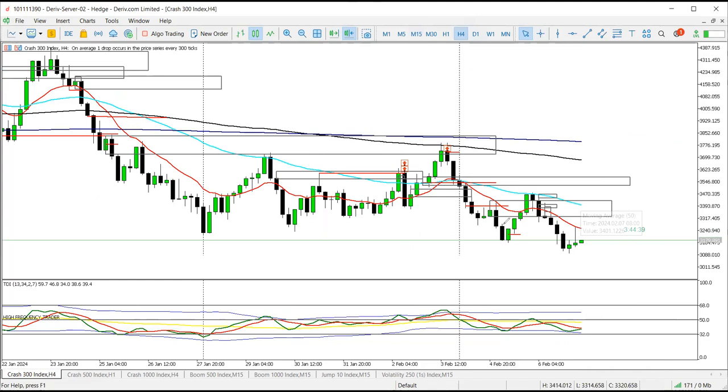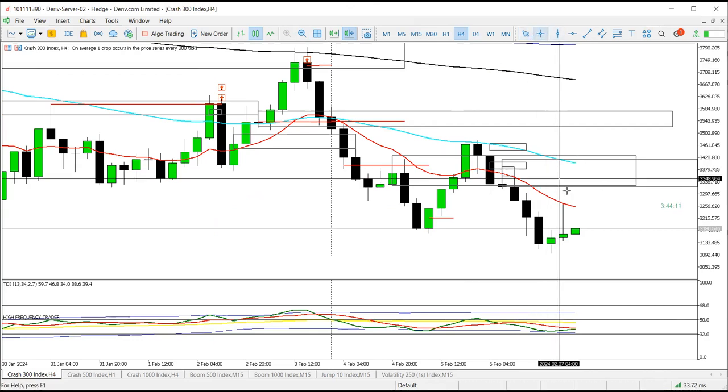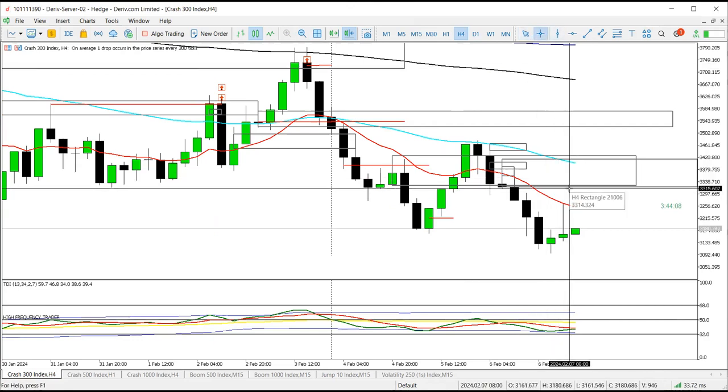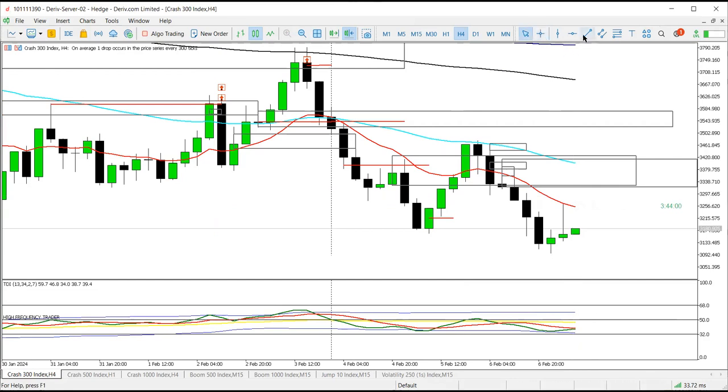Okay, so from yesterday, I had this zone marked. Price came slightly above that zone, then they started selling. Today, I'm seeing this zone here, but I'm not sure if price will get there. Right here, around 3,300, 33.15, 32.93.